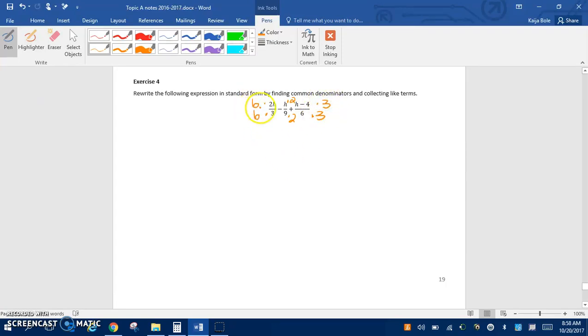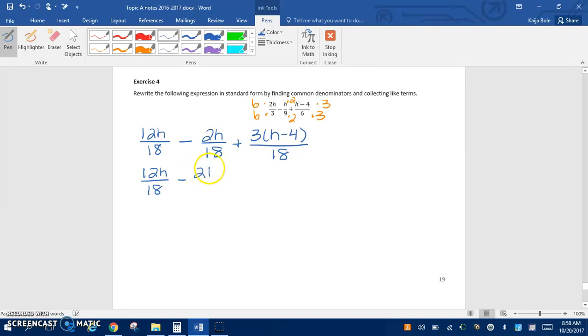So now, for the first one, we have 6 times 2h gives us 12h over 18 minus, because there's a minus sign here, 2 times h gives us 2h over 18. And then plus, I'm going to bring this whole thing down, so we'd have 3 times h minus 4 all over 18. So the first two we're just going to leave alone for now. We have 12h over 18 minus 2h over 18 plus now 3. We're going to distribute the 3. So 3 times h is 3h, and then 3 times a negative 4 gives us a minus 12 all over 18.